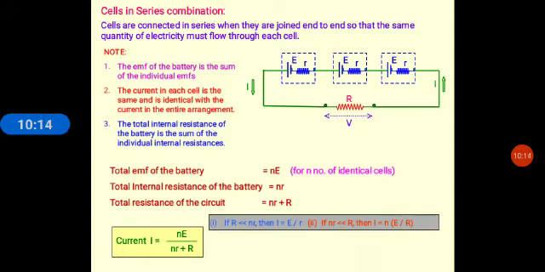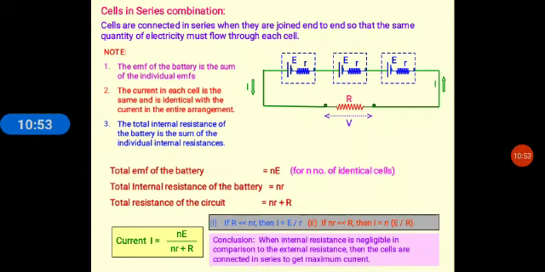In case of series combination of cells, if the external resistance is less than the total internal resistance of the battery, then the current is given by the ratio of EMF to the internal resistance of each cell. And if the total internal resistance of the battery is less than the external resistance, then the current flowing through the combination is given by n times the ratio of the EMF of each cell to the external resistance connected across the combination.